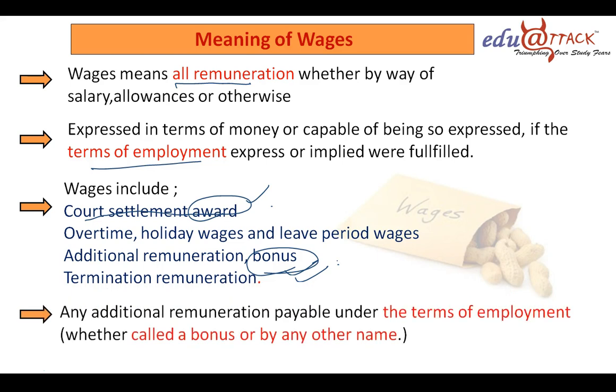Any additional remuneration payable under the terms of employment, whether called a bonus or by any other name. See, if any additional remuneration is payable under the terms of the employment of that employee, whether it is a bonus or not, that will be covered under the meaning of wages. And when we are calculating that rupees 24,000, we will see everything. We will calculate everything while calculating the wages here.